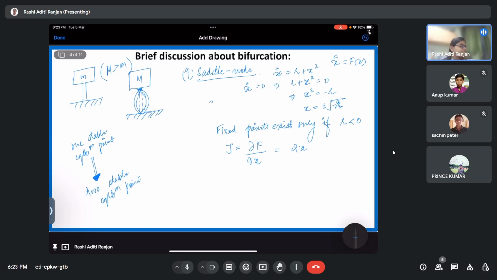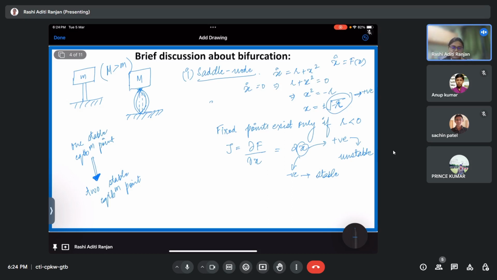So I'm going to have two roots, one positive and one negative. You'll see that if this x is positive, my Jacobian is positive, which means that is an unstable case. While if my x is negative, it's a stable case. If you remember, I discussed in the previous live session how with the help of the Jacobian we can find whether the system is stable or unstable for a corresponding fixed point.